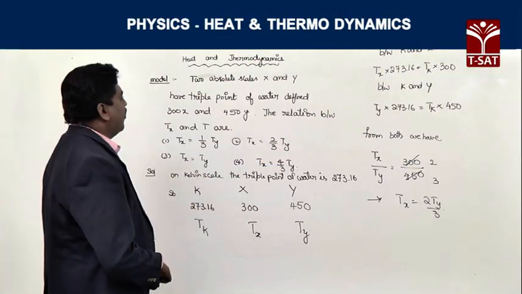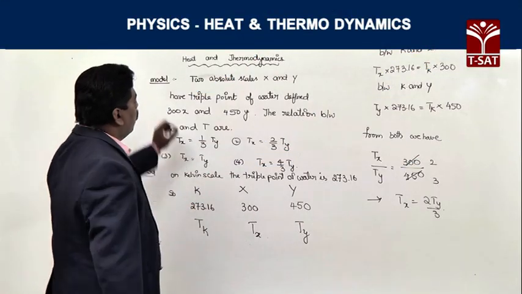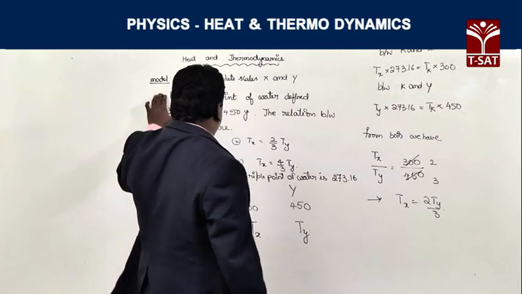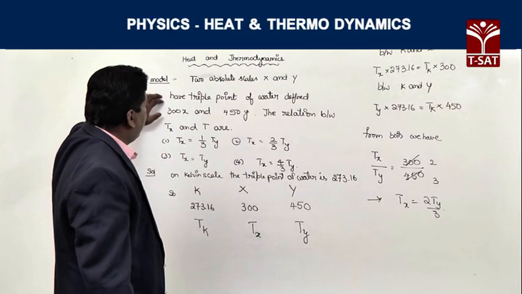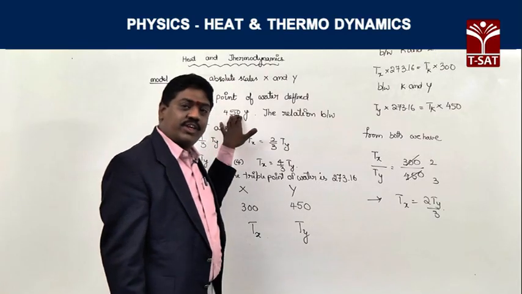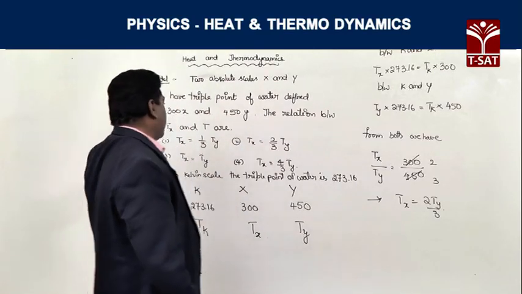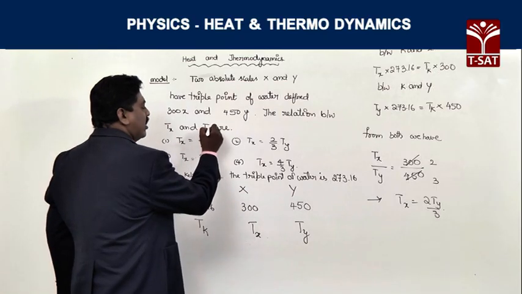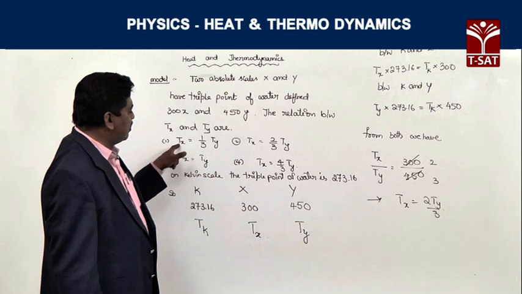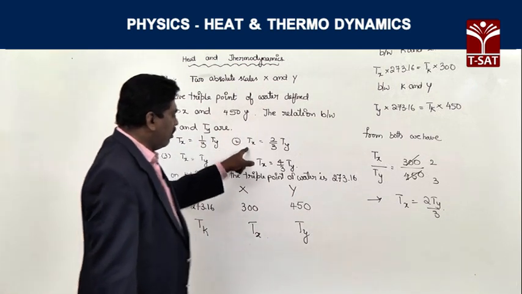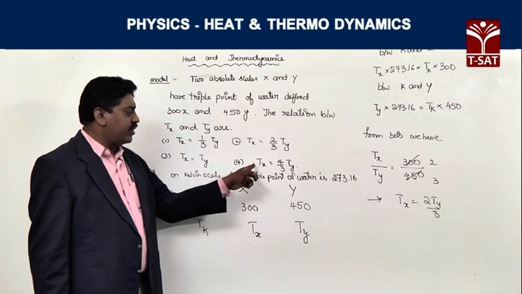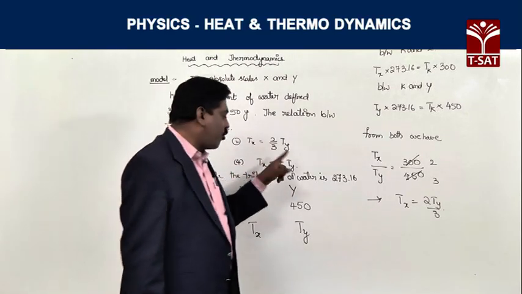Now, let us go for another model here. What we say here is, two absolute scales x and y have the triple point of water defined as 300x and 450y. The relation between Tx and Ty, the options given are Tx equals 1 by 3 Ty, Tx equals 2 by 3 Ty, Tx equals Ty, and Tx equals 4 by 3 Ty.